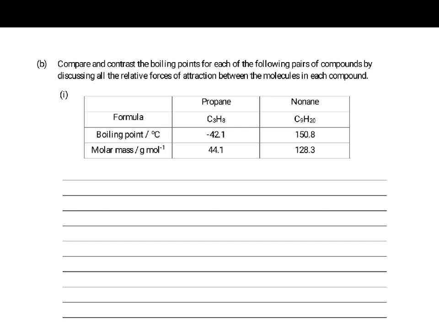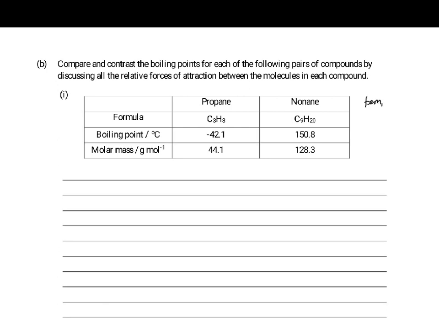Alright, next question. Compare and contrast the boiling points for each of the following compounds. So there'll always be one of these types of questions, and you need to be able to look at a chemical and identify what type of intermolecular forces are there. There are 3 types you need to be aware of: temporary dipoles, or instantaneous dipoles, permanent dipoles, and hydrogen bonding. Okay, so you need to be able to recognise which of those 3 are present.